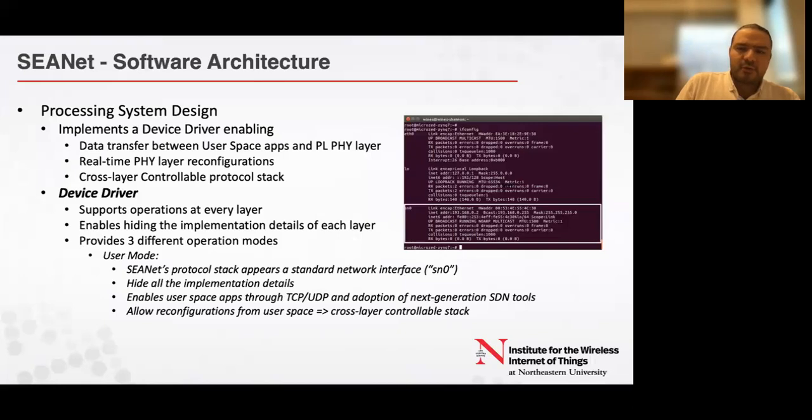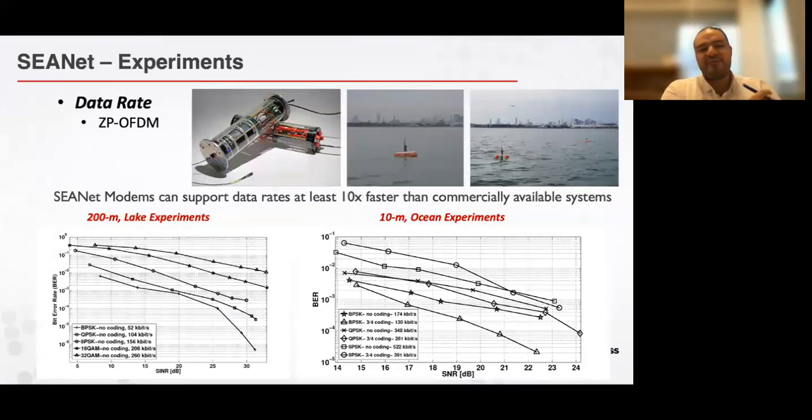With that, I would like to go briefly on the experiments that we have done. We have tested these devices over the past 4 years in different environments: in Boston Harbor, in Charlestown Marina, in the oceans, in the lakes. We have been achieving relatively high data rates, on the order of 200, 250 kilobits per second, in links of 200, 300 meters. We have also achieved much higher data rates, closer to 1 megabit or 500 kilobits per second, at much shorter distances.